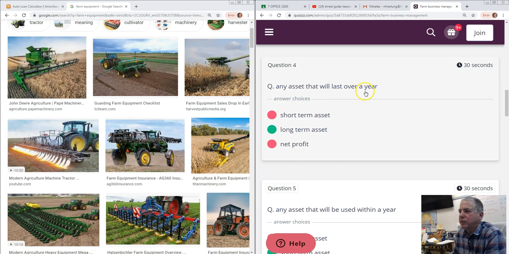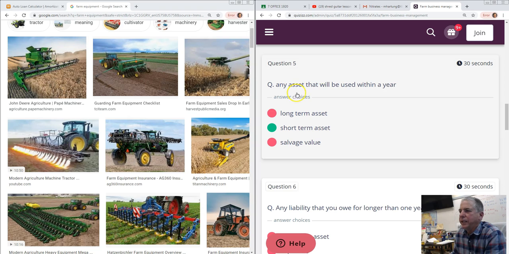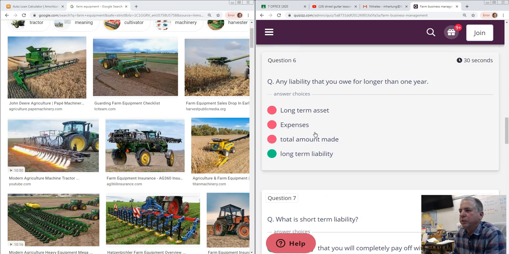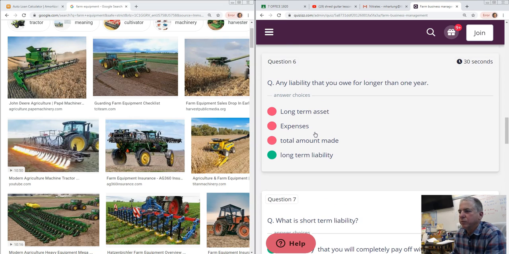Any asset that will last over a year is known as a long-term asset. Any asset that will be used within a year is a short-term asset. So you might have a bunch of animal feed, hay. You might have seed that's in inventory, it's on your farm, but you're going to use it up fairly quickly, within a year. That would be a short-term asset. You might have a tank of fuel sitting on your property. It's going to be used up within a year.